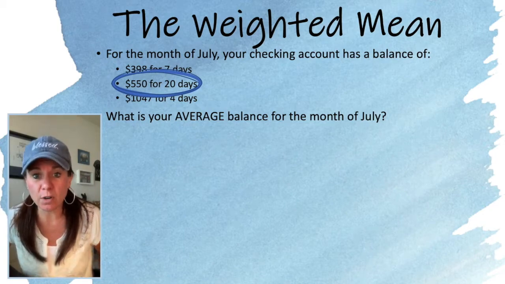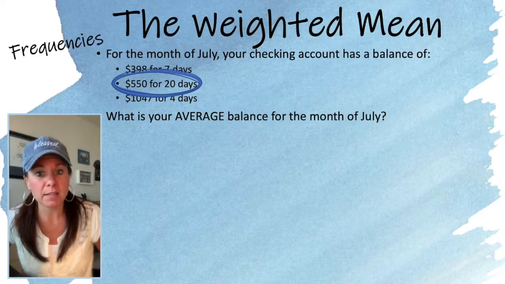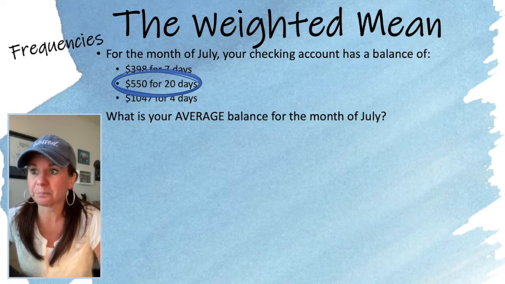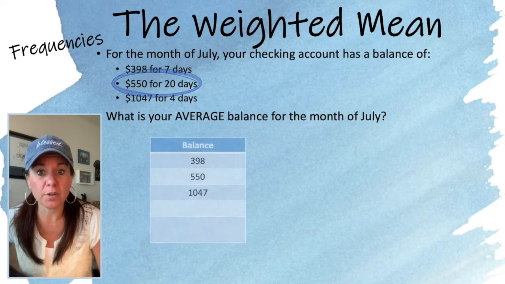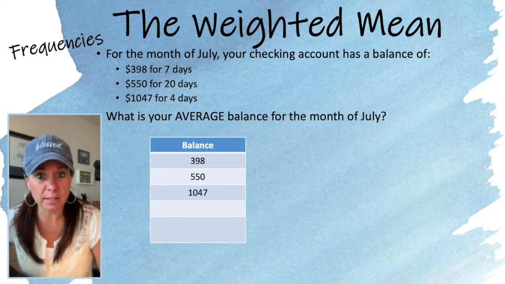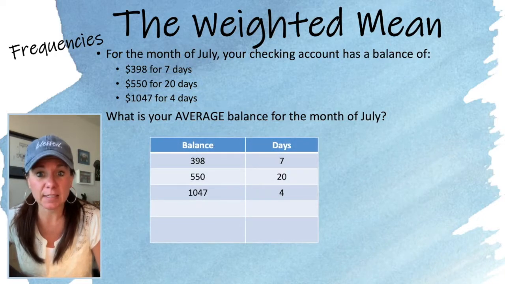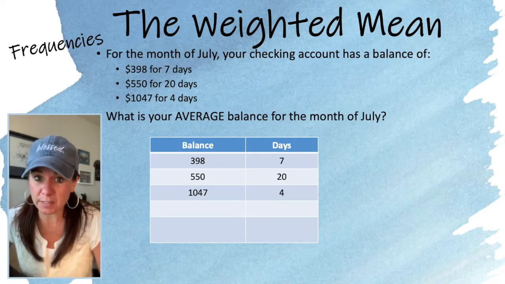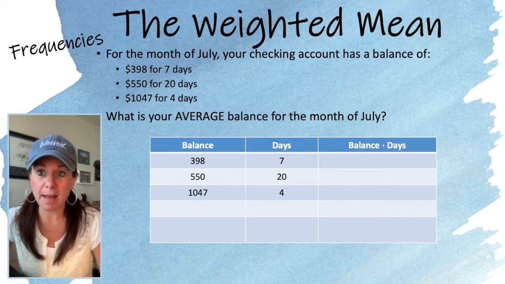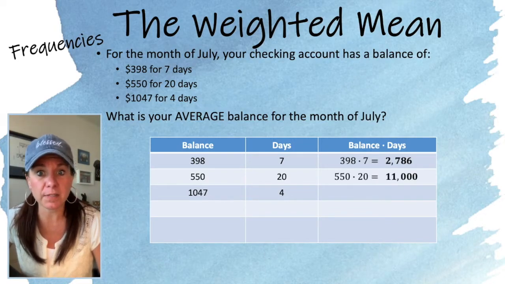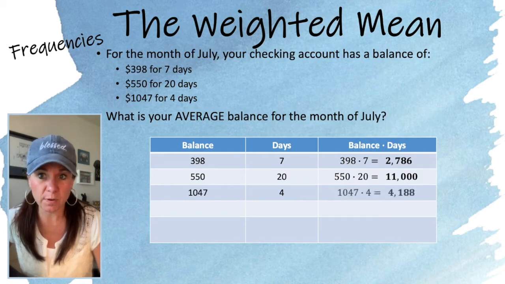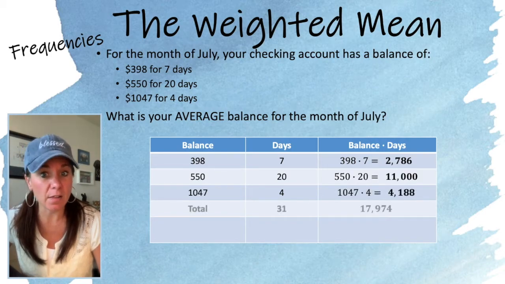So this is when we're going to do a weighted mean based on frequencies. Okay, so we're going to set up a chart. First thing we're going to do is list the balances. Then next to that, we can list the number of days or the frequencies when those balances were valid. Then we're going to multiply balance times days. So 398 times 7, 550 times 20, 1,047 times 4. Add all those up together.